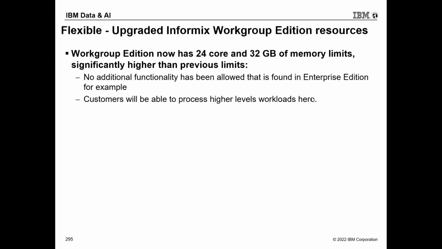Workgroup Edition now has 24 cores and 32 gig of memory limits, significantly higher than previous limits. No additional functionality is allowed that is found in Enterprise Edition, for example. Customers will be able to process higher levels of workloads here.